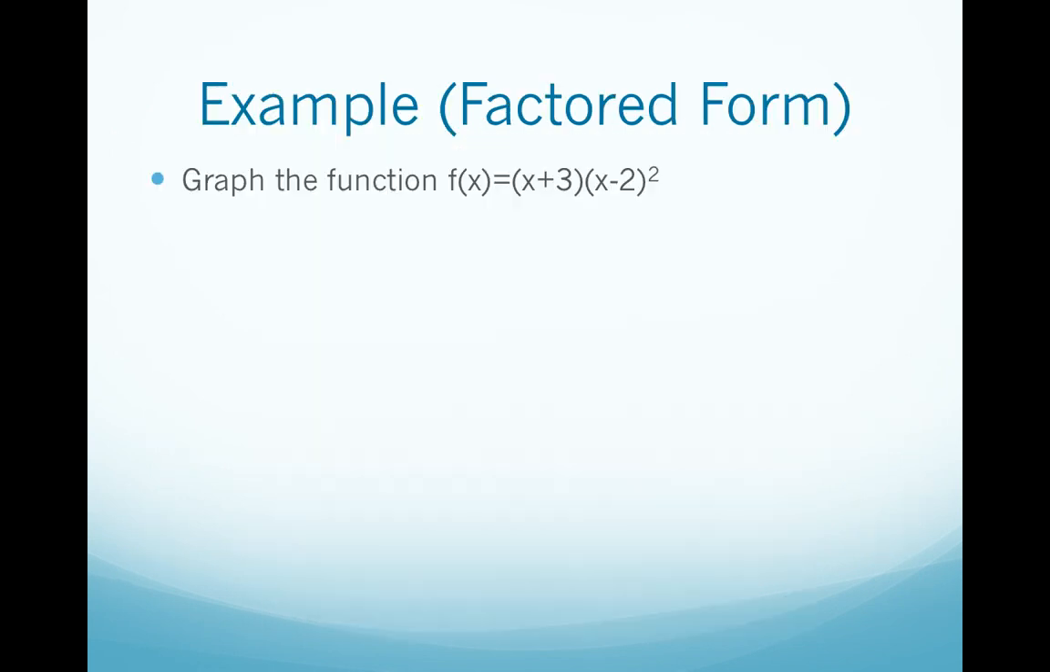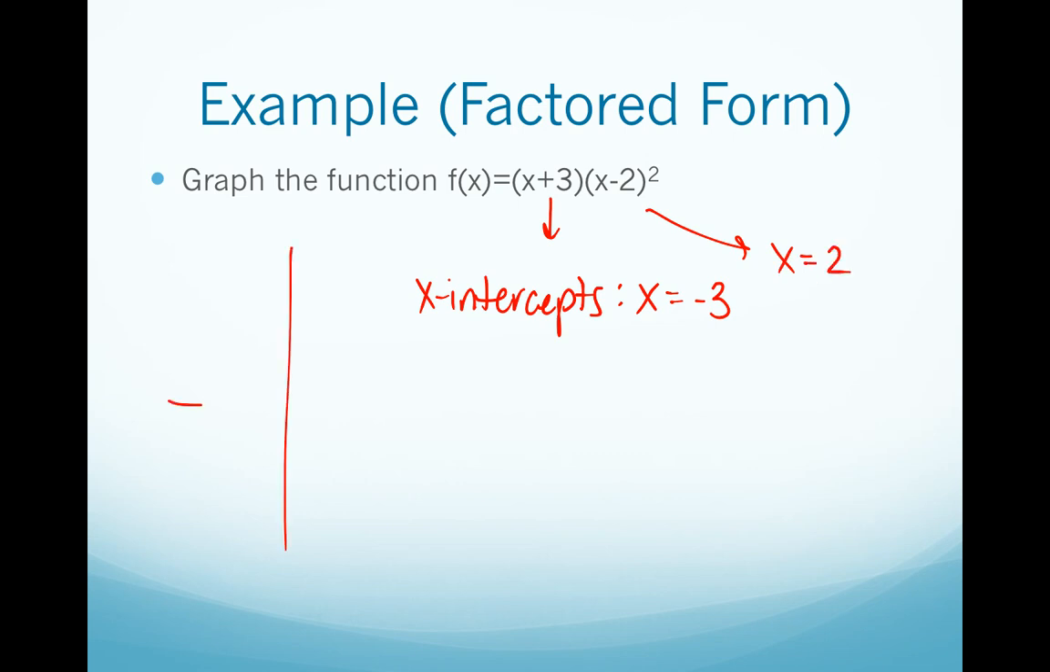So here's an example we're going to graph in factored form. If you're going to graph in factored form, remember that you should always easily be able to find your x-intercepts by setting the factors equal to 0. So we get x equals negative 3, and x equals 2.